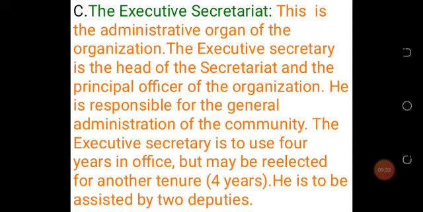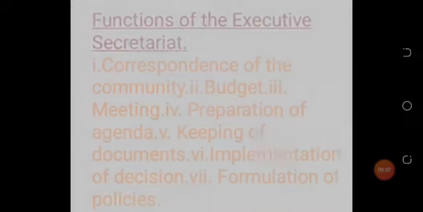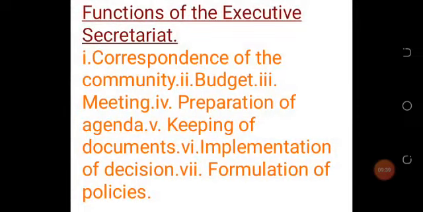So let's look at the functions of the executive secretariat. Correspondence of the community. This organ is responsible for all correspondence of the community. That is, everything that has to do with information of the community is managed by this executive secretariat. Then budget. The executive secretariat prepares the budget of the community, but it is approved by the Council of Ministers.